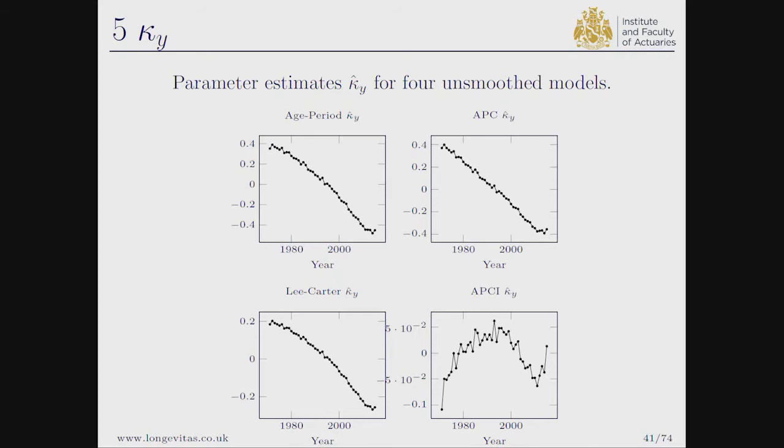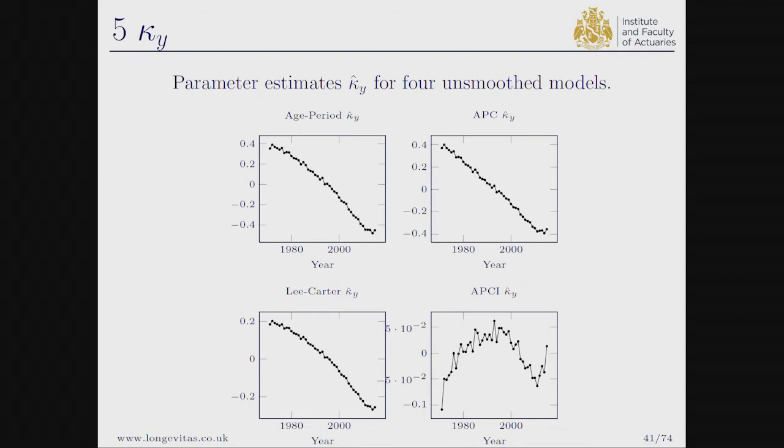So here are the kappa y estimates for the four models. We can see that for the age period cohort and Lee-Carter models, kappa plays a very similar role. Not quite the same values, but certainly the same behavior, the same pattern, the same trend, and it would be the same methods you would use for forecasting in these three cases. We can see here, though, that kappa in the APCI model has a very, very different nature, very different behavior, much less obvious any kind of trend, much harder to forecast as a result, because there's much less of any kind of clear signal going on here.